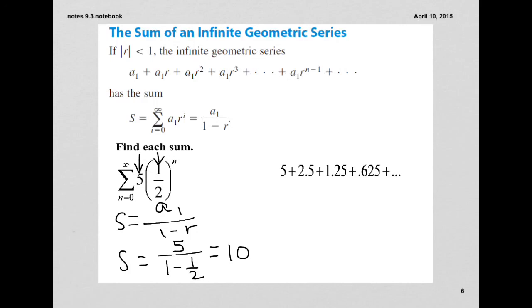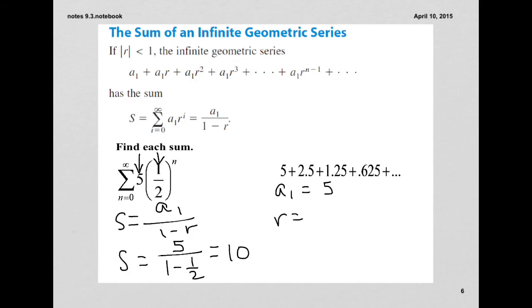Okay, now let's look at our next problem. It is just the same type of problem that the previous one was, but it's written in a different form. So we're going to have to find some things. We're going to have to find r so we can find our s. We know what a sub 1 is. A sub 1 is 5.